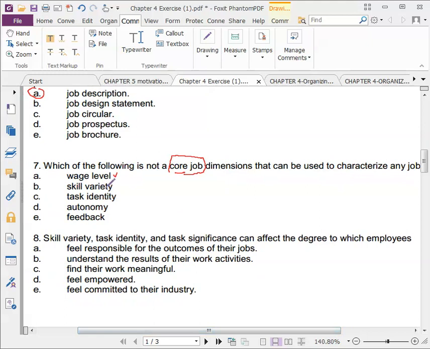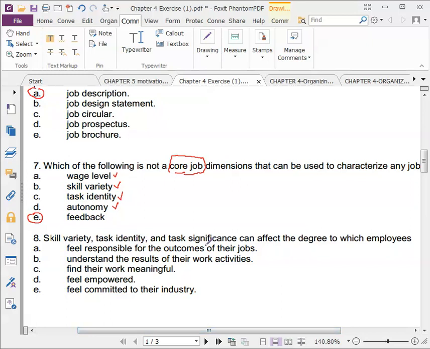Skill variety, yes or no? Yes. Task identity, of course yes. Autonomy, yes. So the one that is not a core job dimension is feedback. So the answer is E. And so, number 8.